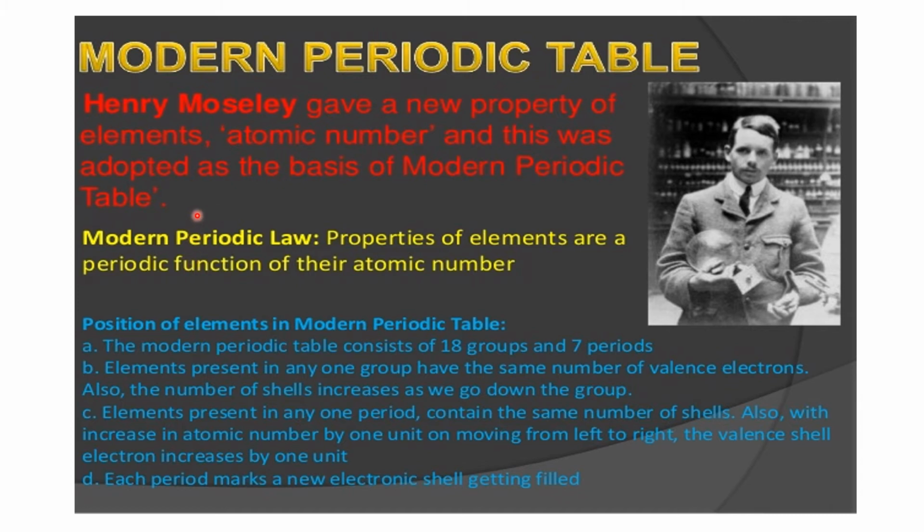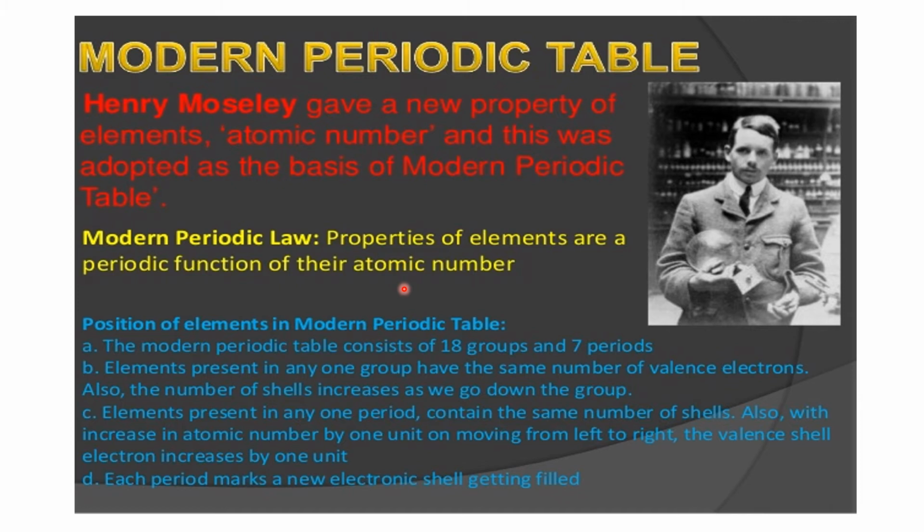Now let's see what the modern periodic table is. The modern periodic table is based on atomic number. Now let's see the basis for the modern periodic table, that is the modern periodic law. The modern periodic law is: the properties of elements are periodic functions of their atomic number. According to Henry Moseley, the properties of the elements are periodic functions of their atomic number.